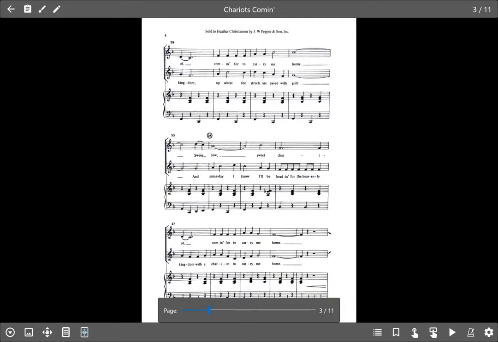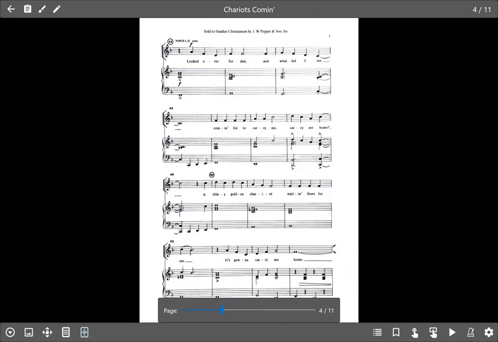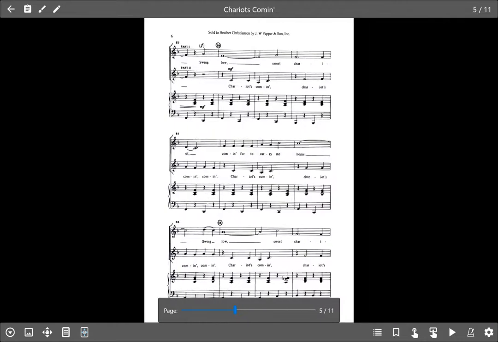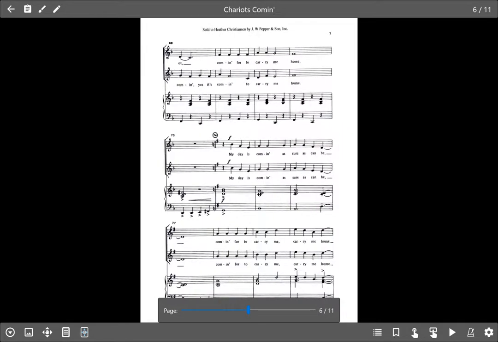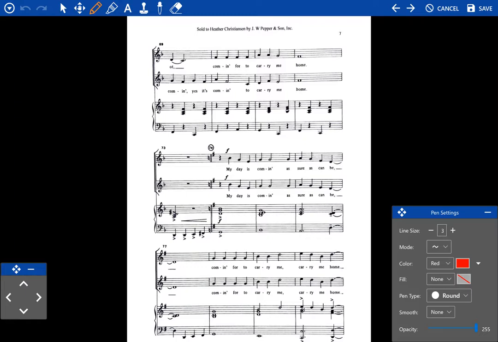So let's fast forward a few pages. I'm seeing 40s on this page, so we're not there yet. 60s. Here's some 70s. Now we look for measure 74. Notice here's measure 73, 74. That is where we're going to start.